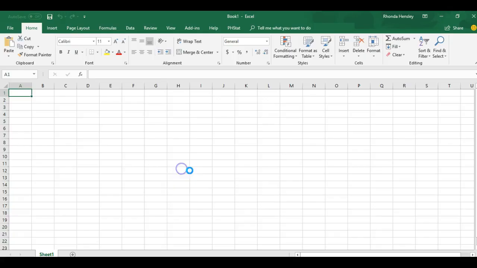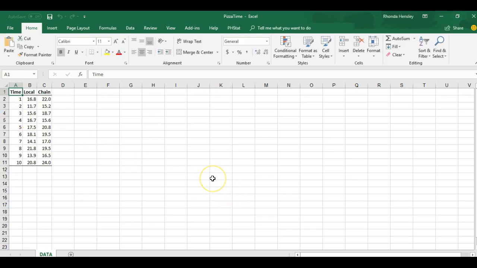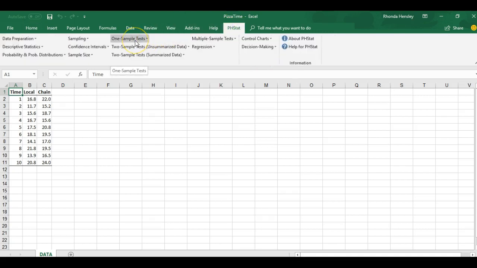When you open Pizza Time up, you'll see that it's a very simple little file. You've got only a sample size of 10. So 10 times we have ordered pizza from both the local restaurant and the chain restaurant, I assume at the same time, to the same delivery location. And we have computed the times it took to get that delivery in this file. So go to PHStat, and we did one sample test last week.